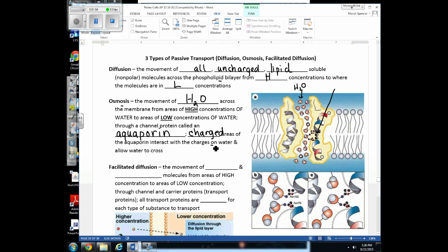And then finally, facilitated diffusion aids in the movement of ions and mid-sized polar molecules from areas of high concentration to where they're in low concentration. And I said that these transport proteins are specific to substances that they're transporting. They have to have the right shape and the right properties to bind to these molecules that can move across the membrane.